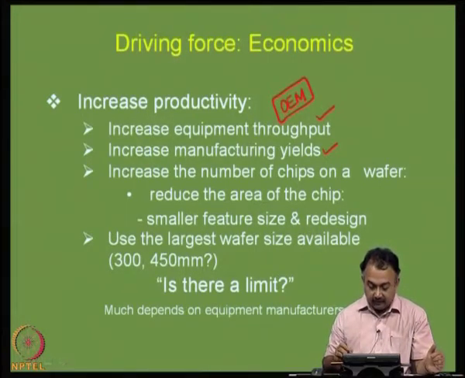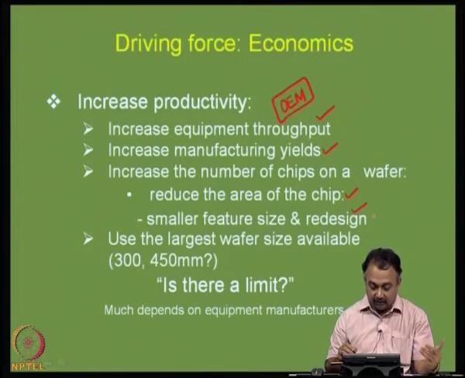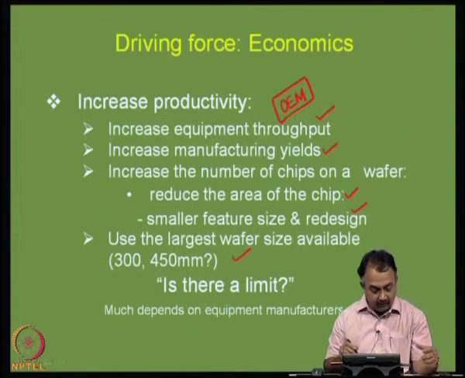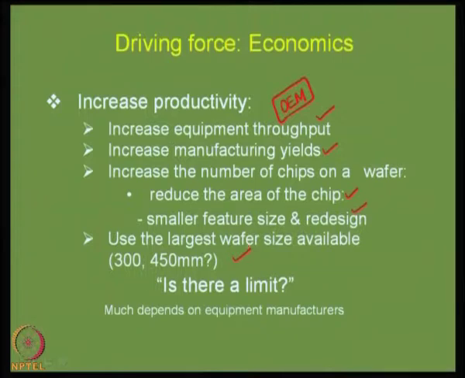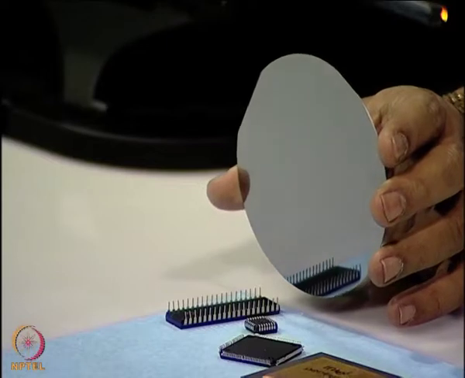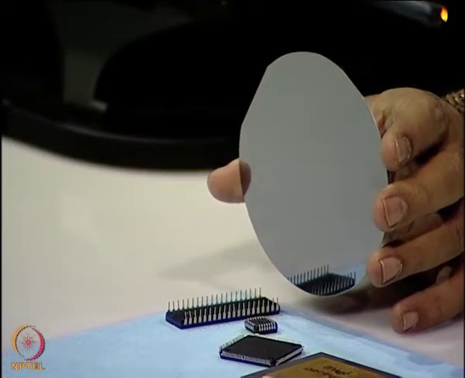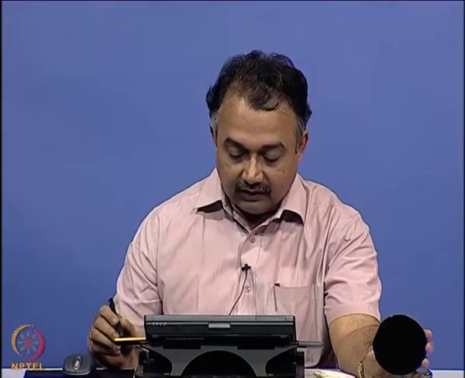Increase the number of chips on a wafer, that means reduce the area of the chip. Smaller feature size and redesign, you convert your older designs to new design, and largest wafer size possible. Now, you must know, for example, this wafer, this is a very small wafer. If you look at the dia of this wafer, it is very small. In the industry, the current standard is 300 and people have started using 450 mm or thinking of using 450 mm feature sizes. What is this 450 mm?